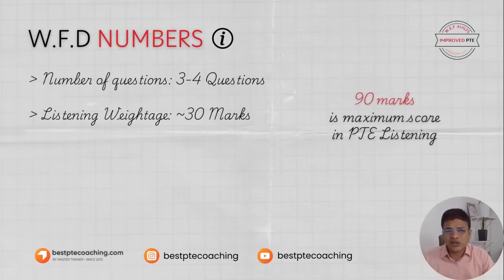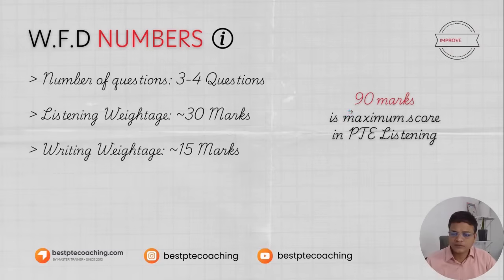So it's almost like this. One word is equivalent to 1 mark in listening and half mark in writing. One word perfectly written, with perfect spelling, is equivalent to 1 mark in listening and half mark in writing. The writing weightage is 15 marks. There is no complication. I'm sure you understand it.